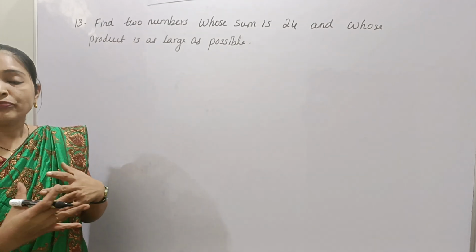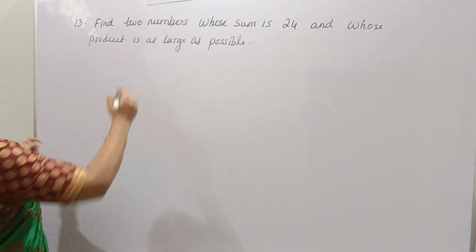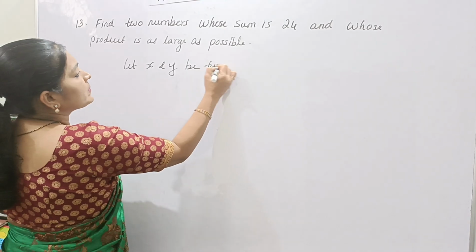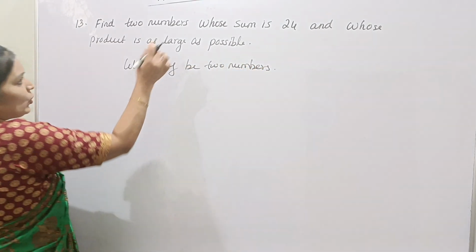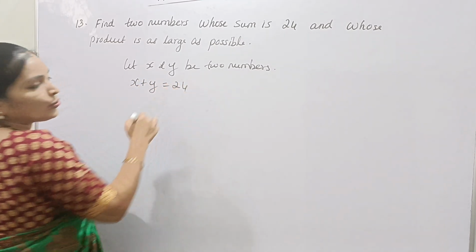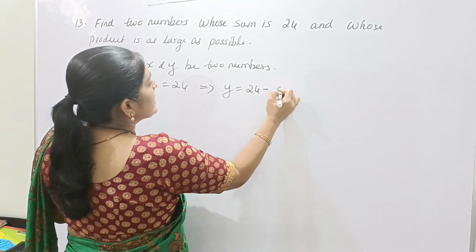Maximum value of which one? That is the product of two numbers. So first of all, let x and y be two numbers. Then we know that x plus y is equal to 24. That implies y is equal to 24 minus x.